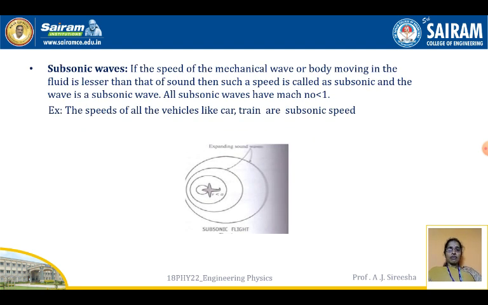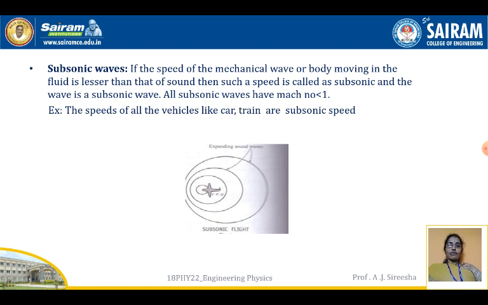Next is subsonic waves. If the speed of a mechanical wave or a body moving in a fluid is lesser than that of sound, then such a speed is called subsonic and the wave is called a subsonic wave. Here, as per the definition of the Mach number, if a body is moving with a lower speed than the speed of sound, obviously the Mach number will be less than 1, as the numerator is less than the denominator. So the Mach number is less than 1. All the waves whose Mach number is less than 1 are called subsonic waves.